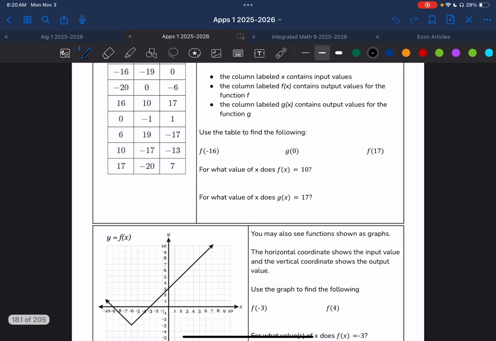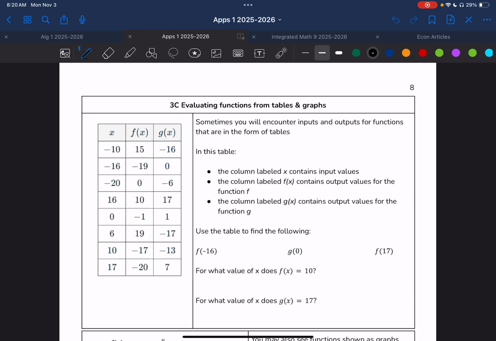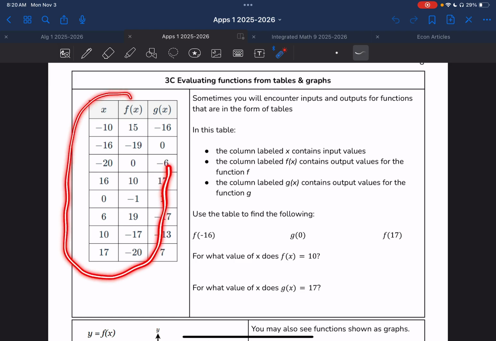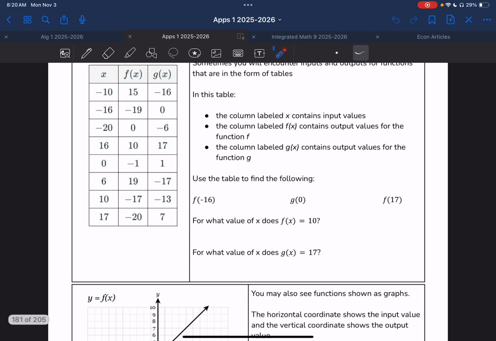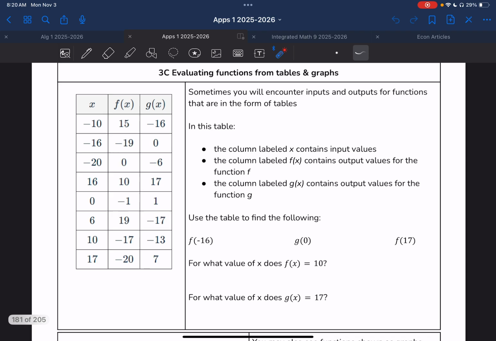All right, so in this video, I'll be talking about page 8 in the notes packet. This is where we're talking about evaluating functions, but instead of doing it from an equation, we're doing it from a table. So you might see something like this with certain x values and then certain functions with specific output values. And so there's not too much to consider here.